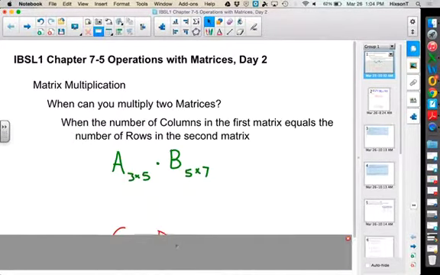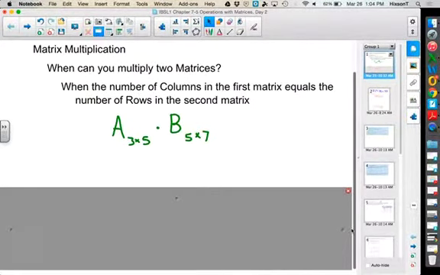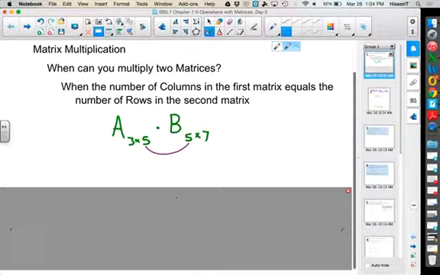So, for example, here we have two matrices. A is a 3 by 5 matrix and B is a 5 by 7 matrix. I can multiply these because 5 is the number of columns in the first matrix, and it's the same as the number of rows in the second matrix.